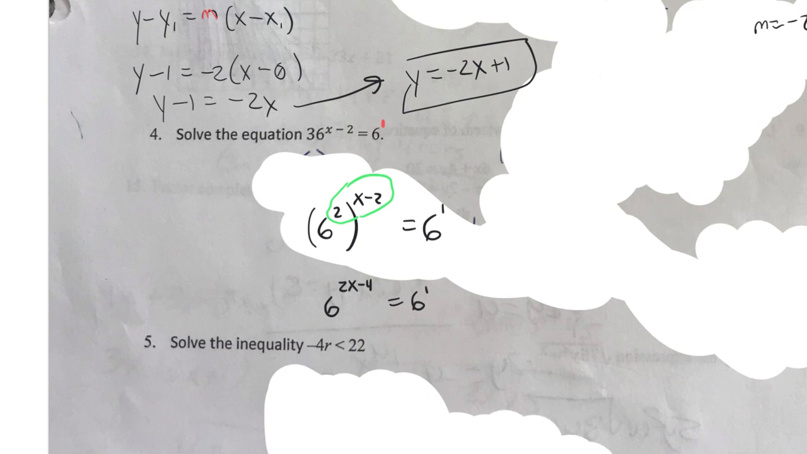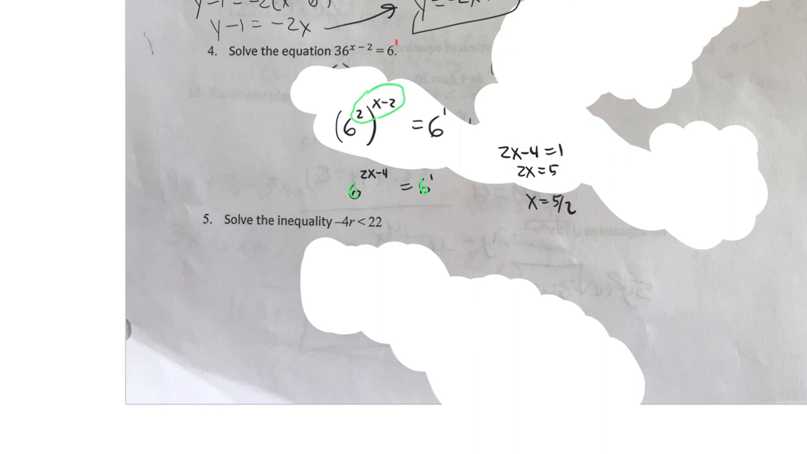At that point, since the bases match, we can kind of forget about them because we know just logically that this exponent has to equal this exponent. It's like 6 to the blah equals 6 to the blah. Well, obviously the exponents are equal. So therefore, we can go off to the side. We can say 2x minus 4 equals 1. We could add 4 to both sides. We would then have this whole thing, and then we would be done.